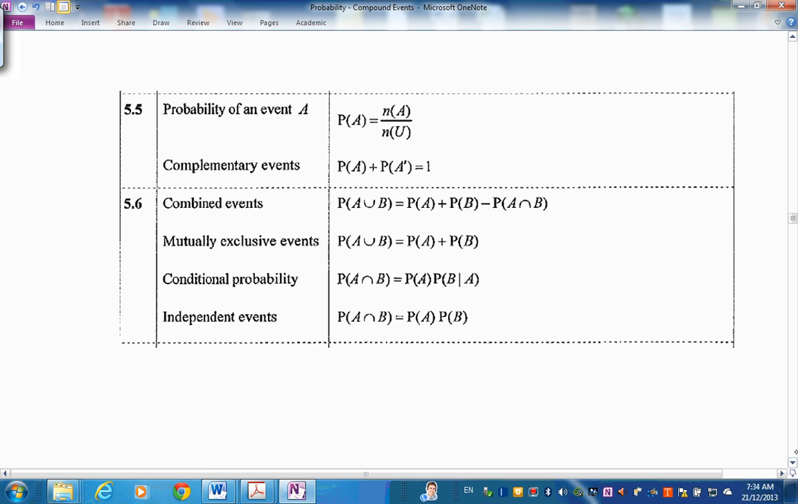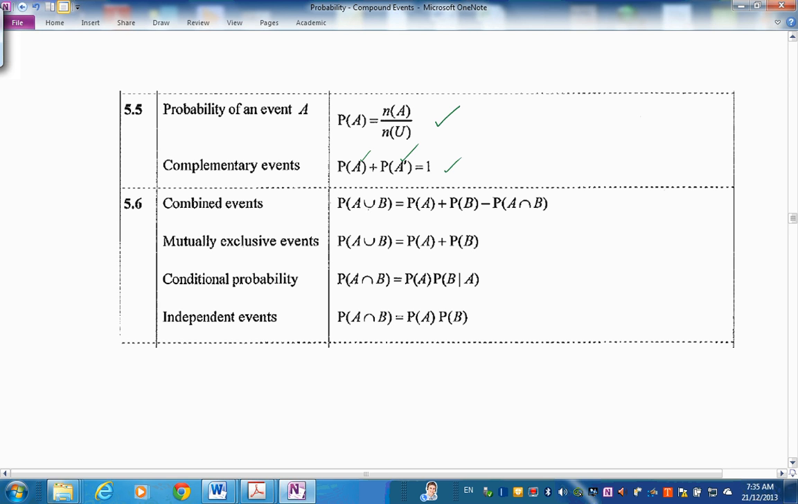Here we have a clipping from the IB formula book, the new formula book. So let's just check out what their probabilities look like. N(A) over N(U) for the basic probability, and here the probability of getting A and the probability of not getting A must come to 1. You must either get A or not get A.